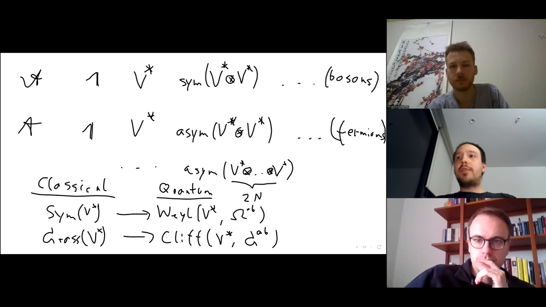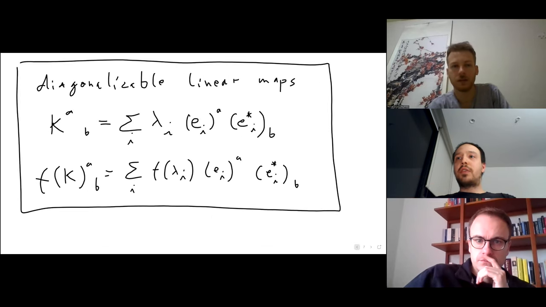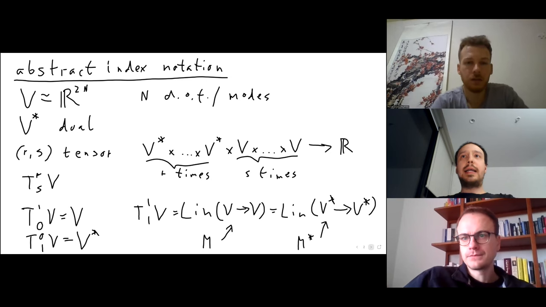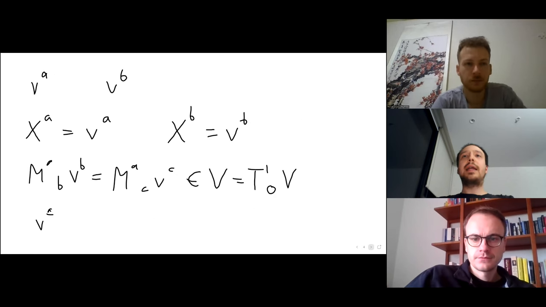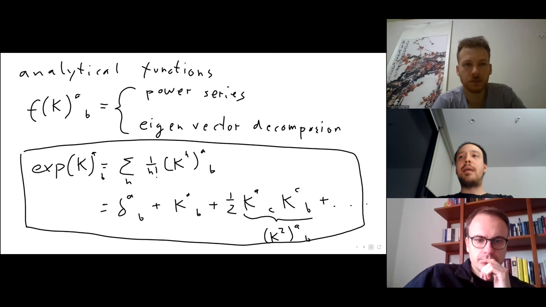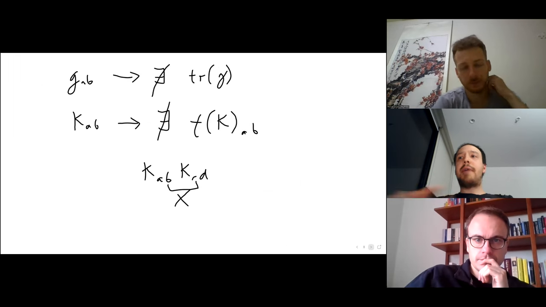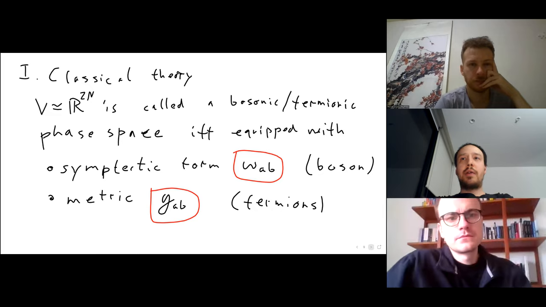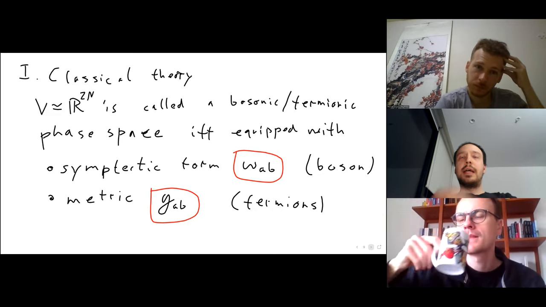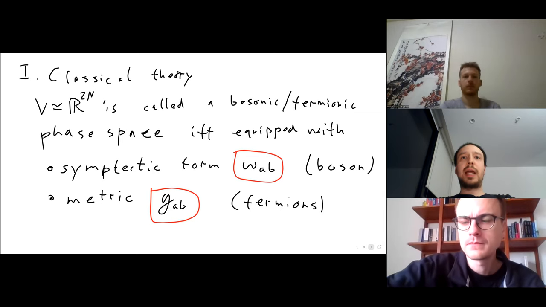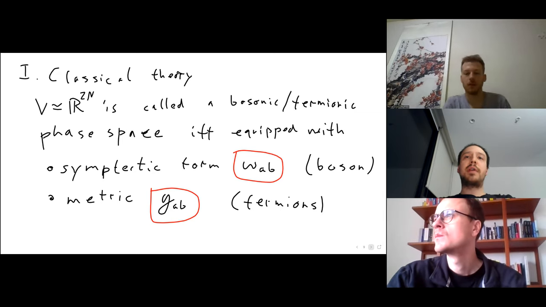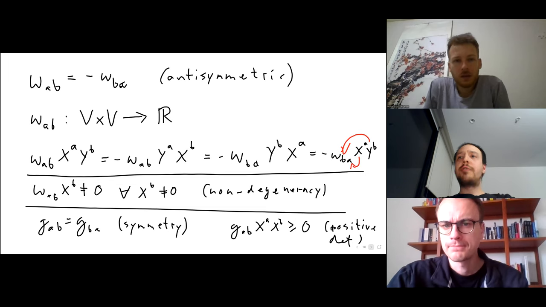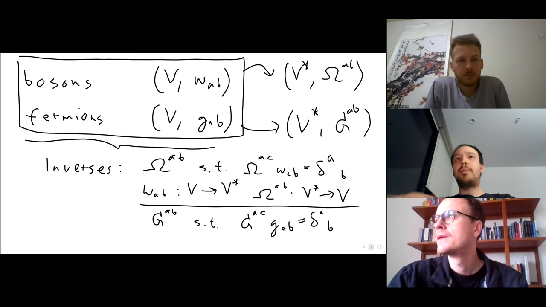Yeah, I don't think I have. So maybe I just go through very briefly. So I motivated the Kähler stuff. I then spent quite a bit of time on this abstract index notation that you can find in the appendix of the lecture notes. And then I finally, towards the end, came to part one of the series, namely the definition of the classical theory, when I introduced the classical phase space being equipped with a symplectic form for bosons or a positive definite inner product, a so-called metric, for fermions. I just reviewed briefly what it means to be a symplectic form or metric.